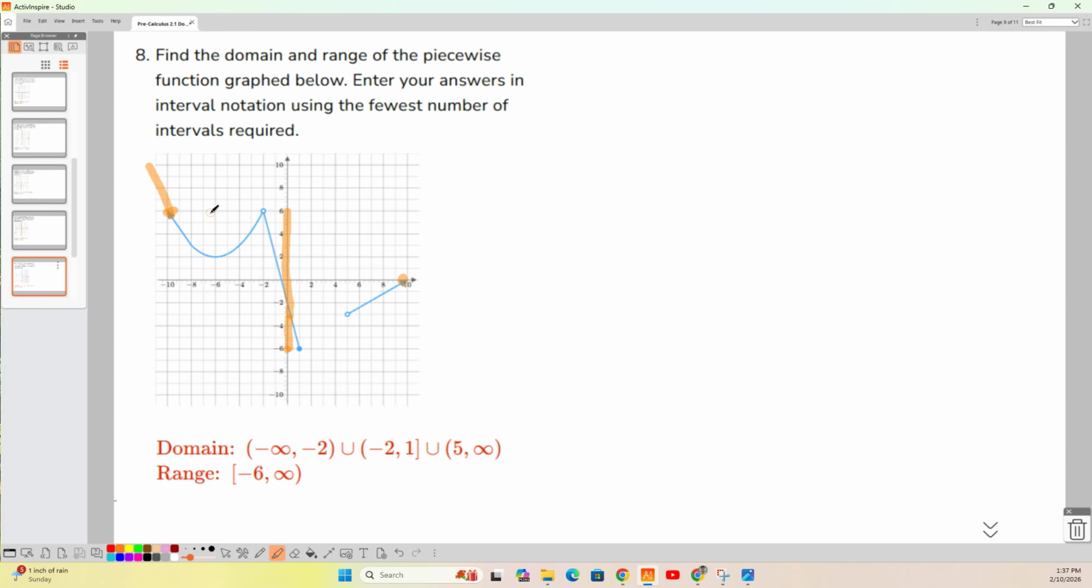So the graph does exist for a y value of 6, somewhere over here, and also somewhere over here, because this may do something like this. It also exists for 6 over here. So we're going to keep going up to infinity. So the range is negative 6, including negative 6, up to infinity.